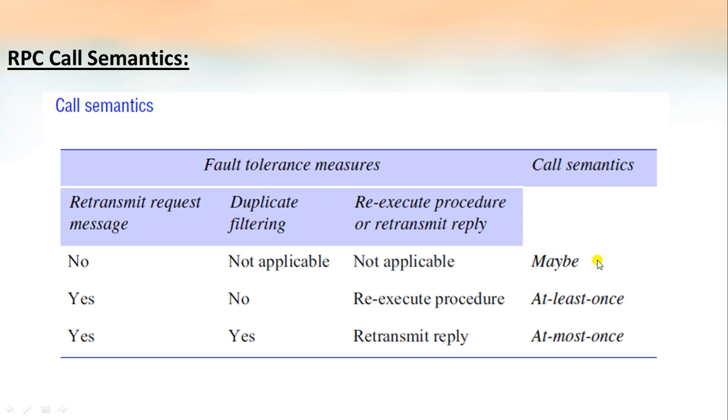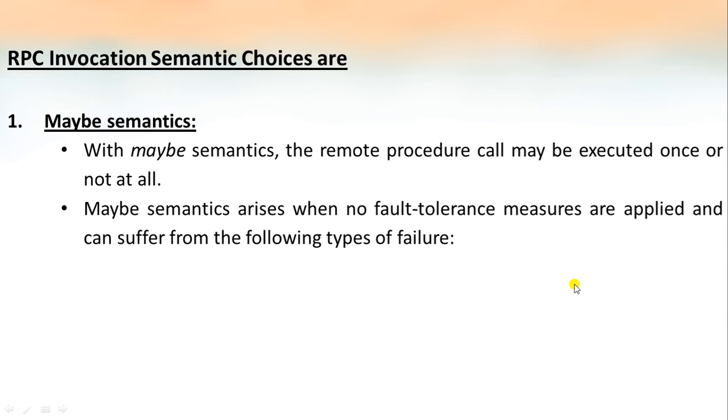Basically there are three call semantics. First one is maybe, then at least once, and the next one is at most once. And this table shows the fault tolerance measures which are present or not applicable in the various call semantics. Let us see the first call semantics, that is maybe semantics. With maybe semantics, the remote procedure call may be executed once or not at all. That means the remote procedure call will be executed once or it will not be executed.